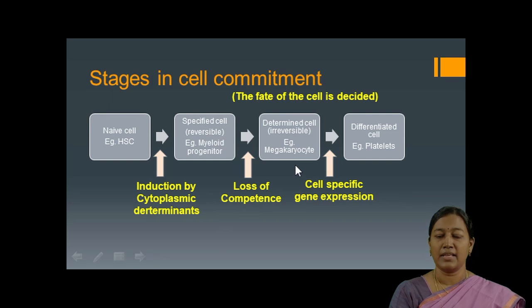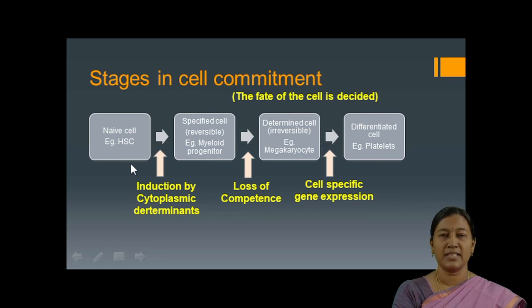And the last stage of commitment we see is a differentiated cell. In the last stage, the cell becomes functional. It gets its specific function, and this takes place by cell specific gene expression. So the cell has become differentiated. Once again, these are the different terms which are used in developmental biology. Commitment means the cell's fate is being decided. What is the cell going to become? It is going to become that.